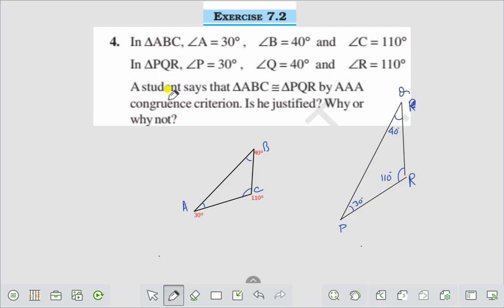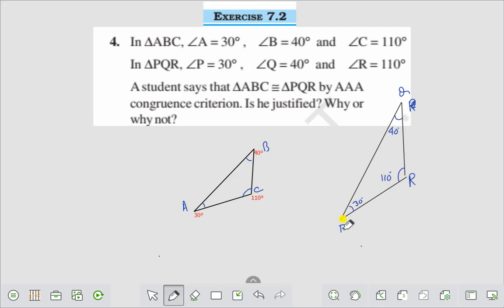Right. Now the student says that triangle ABC is congruent to triangle PQR by the angle congruence criterion. Is it justified? Why or why not? Here you see you have made two triangles, right? This is 30 degrees, this is 110 degrees and this is 40 degrees.